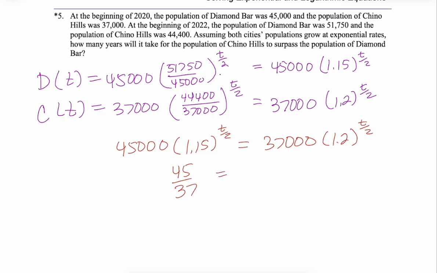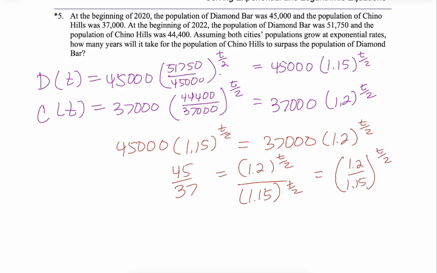And then we would have the 1.2 to a power of t over 2 over the 1.15 to a power of t over 2. And if those powers match, let's rewrite this as just 1.2 divided by 1.15, all to the t over 2. Now, if we just focus on these two pieces, this is our number, this is our base, this is our power. We can use that change of base formula.